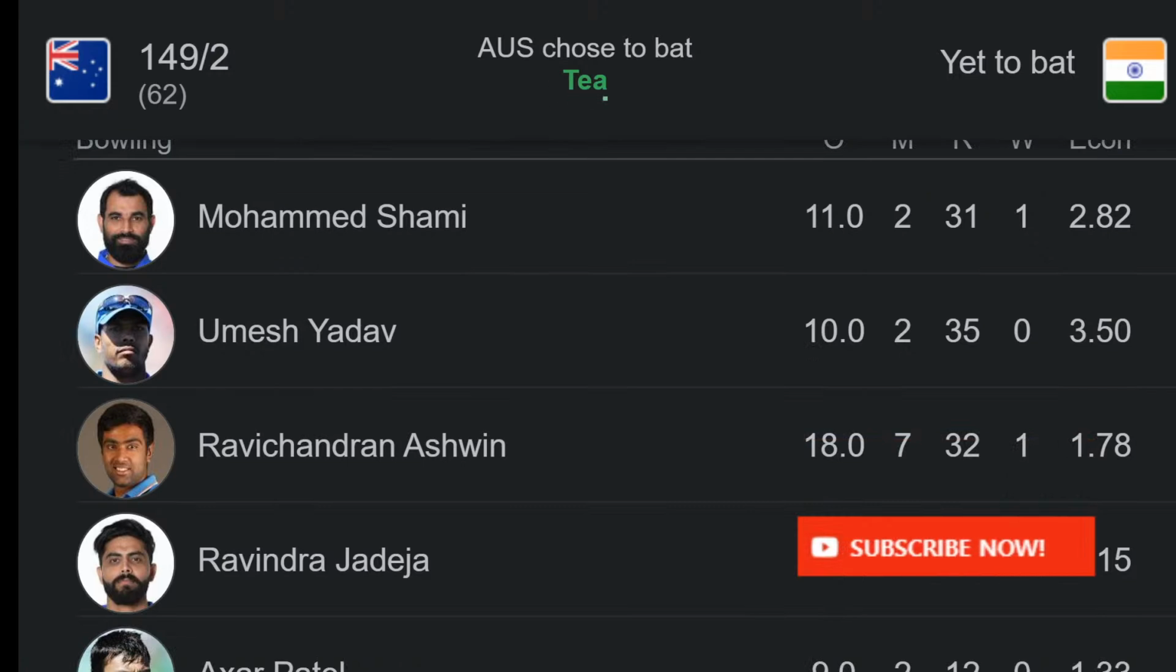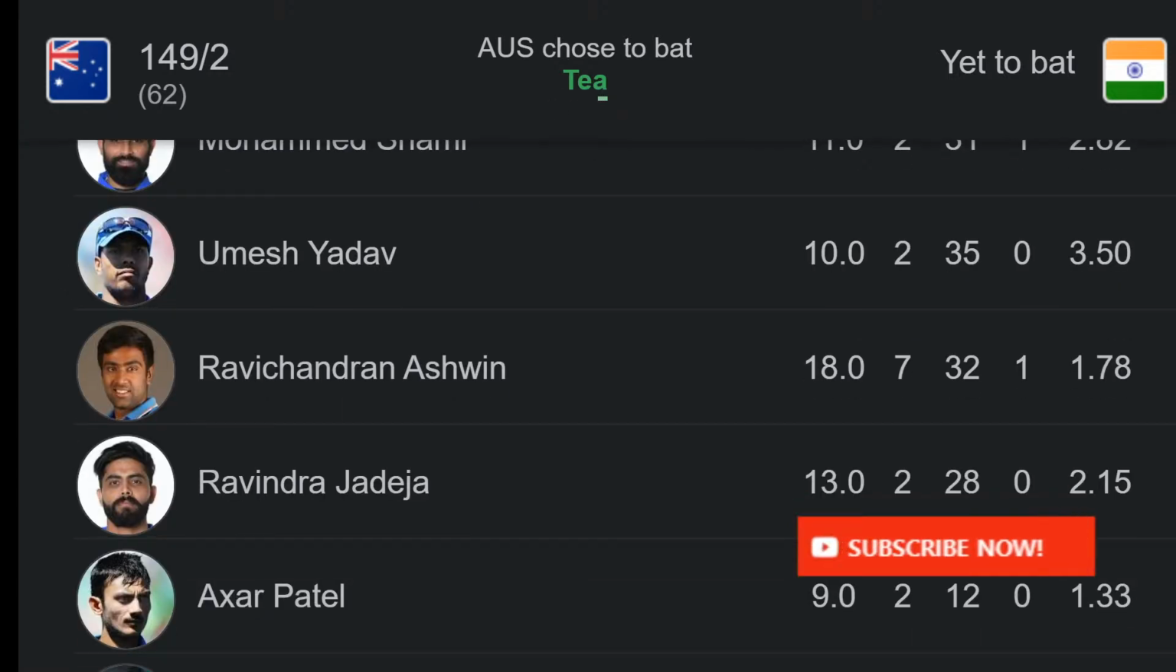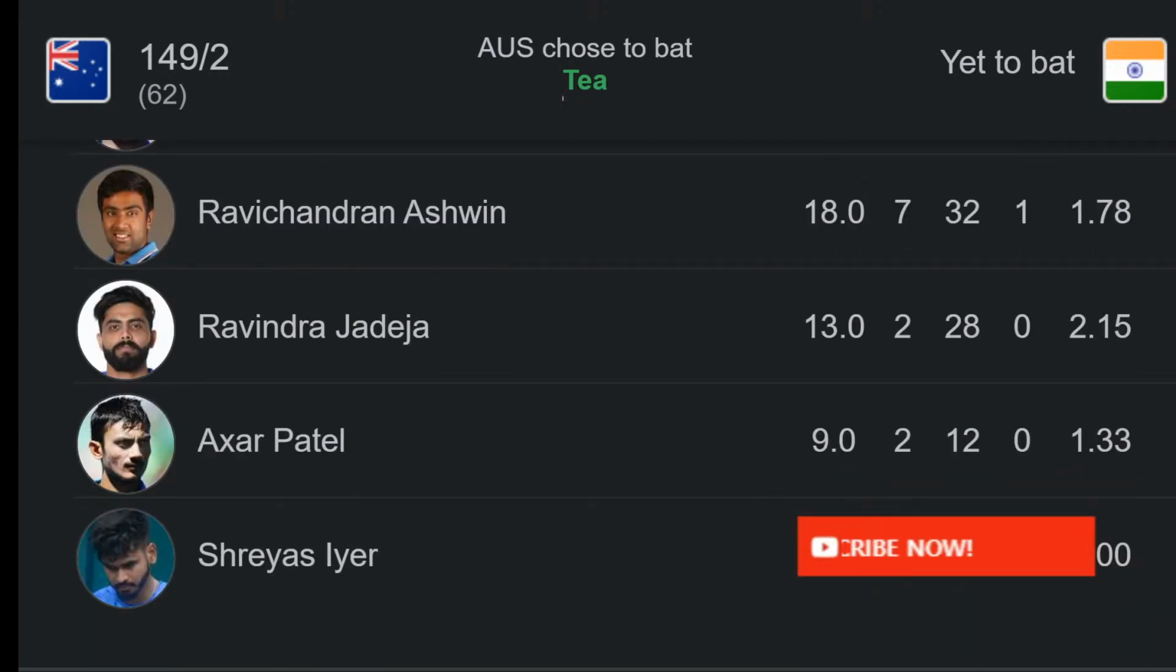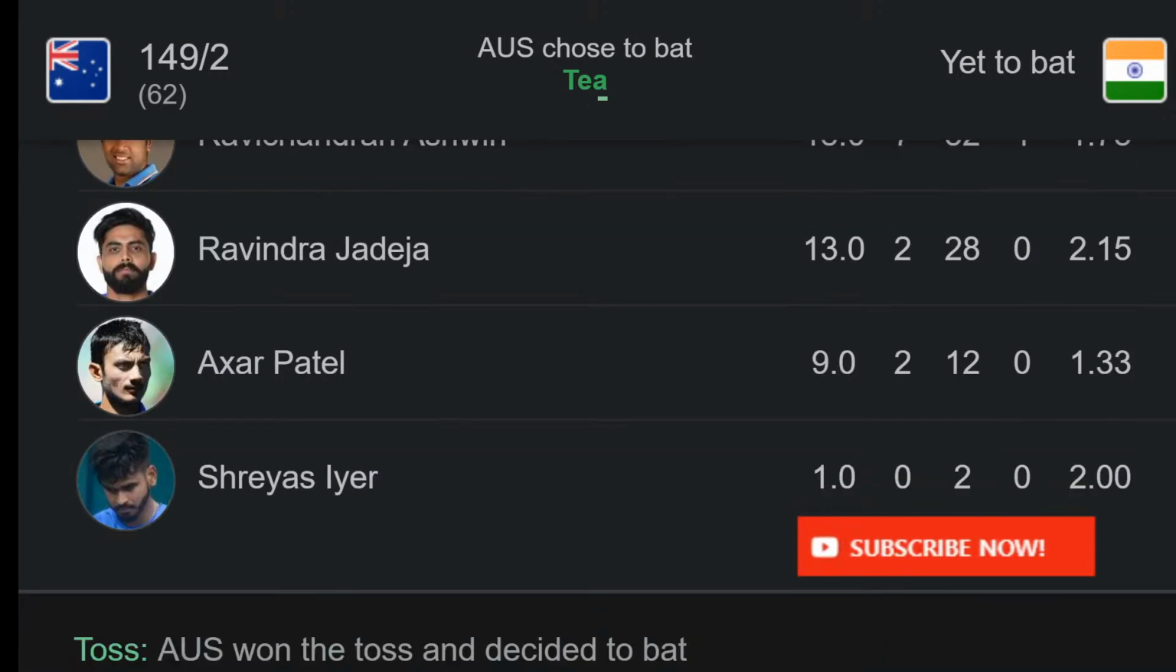Umesh Yadav 10 overs, 2 maidens, 35 runs, no wicket, 3.50 is the economy. Ravichandran Ashwin 18 overs, 7 maidens, 32 runs and 1 wicket, 1.78 is the economy. Ravindra Jadeja 13 overs, 2 maidens, 28 runs, no wicket, 2.15 is the economy. Axar Patel 9 overs, 2 maidens, 12 runs, no wicket, 1.33 is the economy. S. Iyer 1 over, no maiden, 2 runs, no wicket, 2 is the economy.